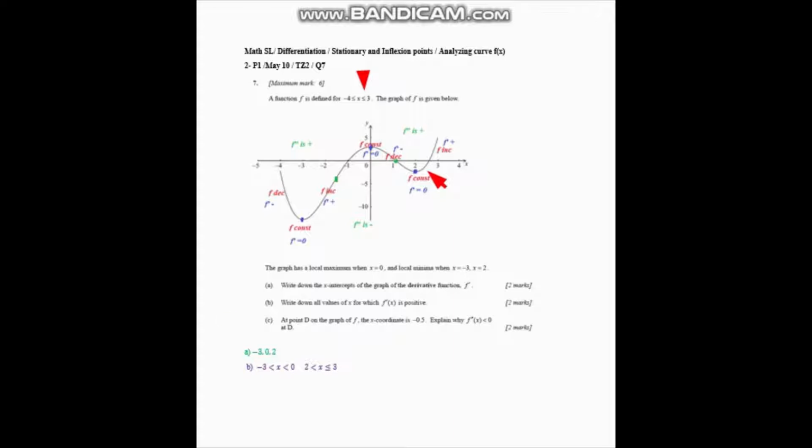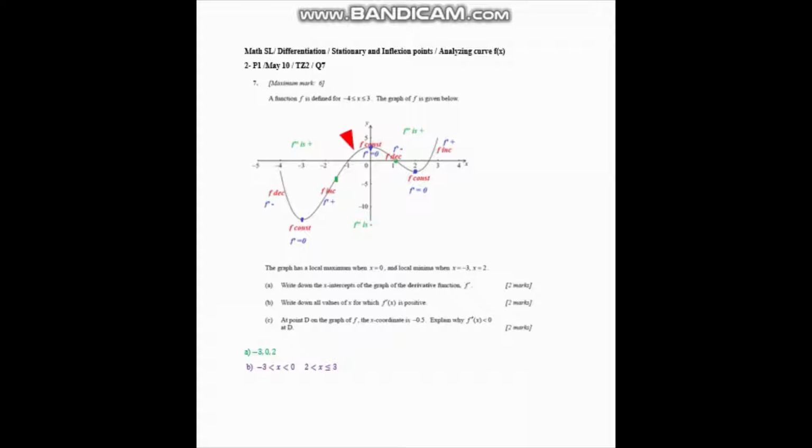As for question C, it says at point D on the graph of f, the x coordinate is negative 0.5. So where is the x coordinate negative 0.5? Somewhere here. Explain why f double dash is less than 0 at this point.